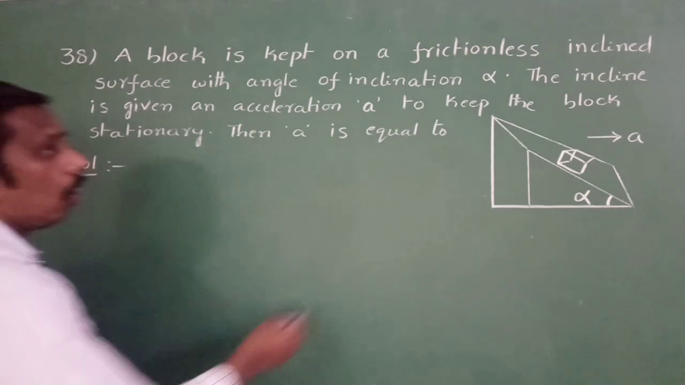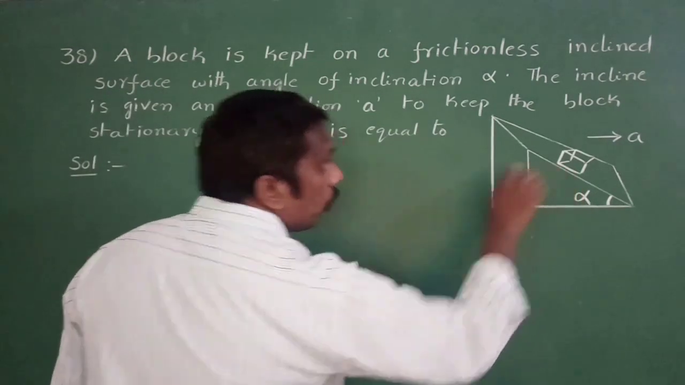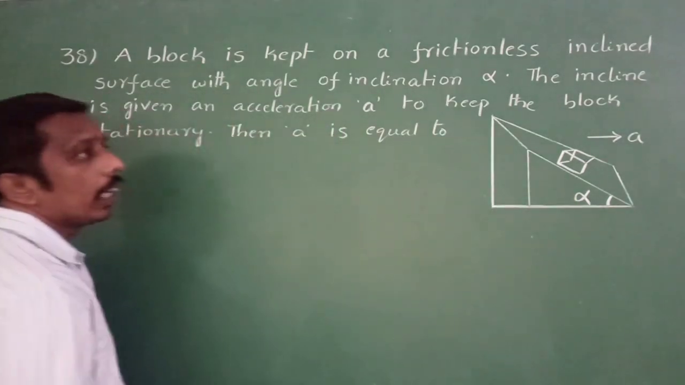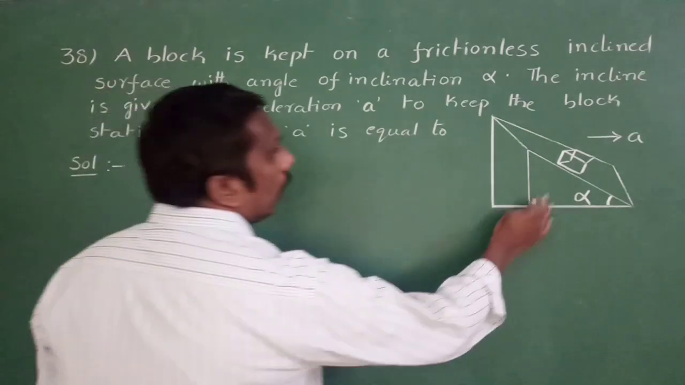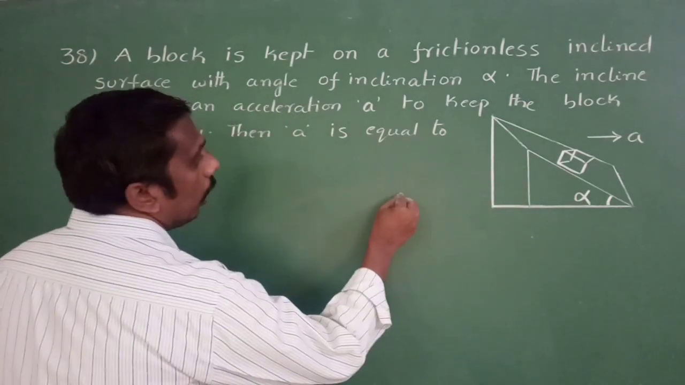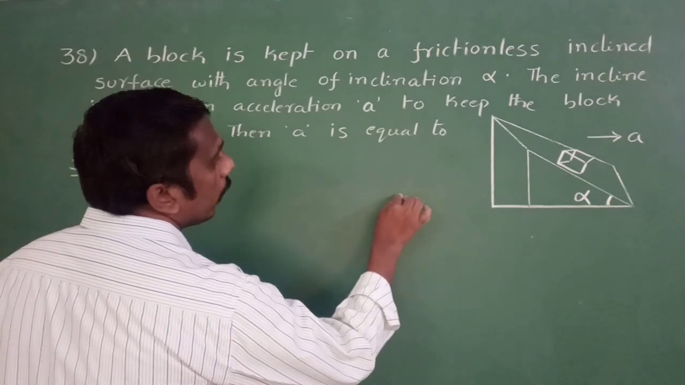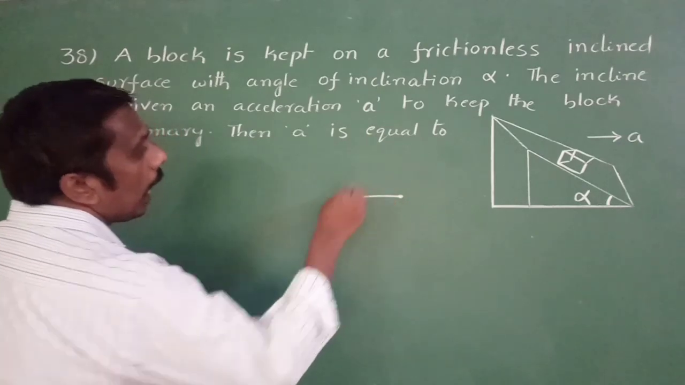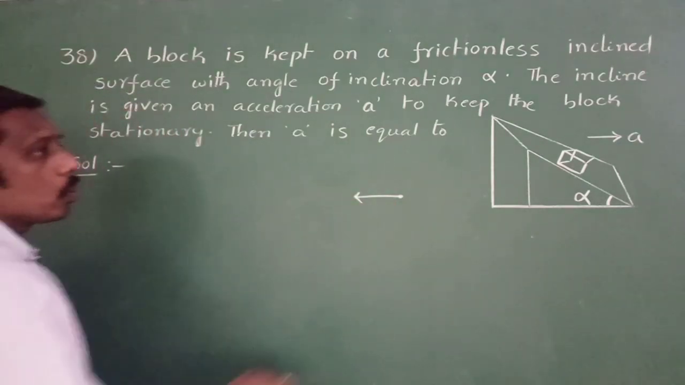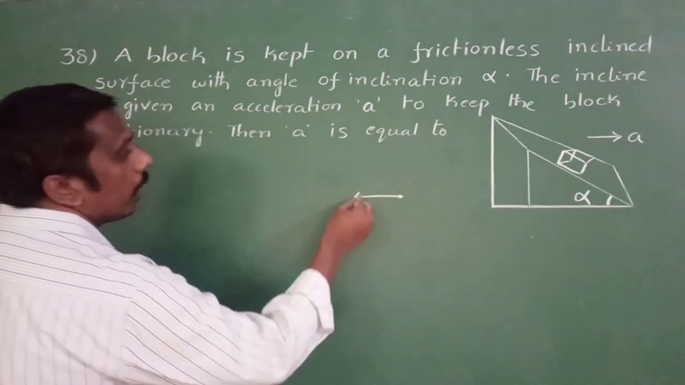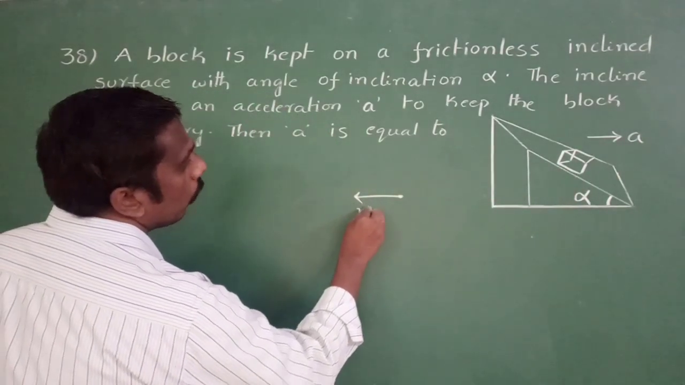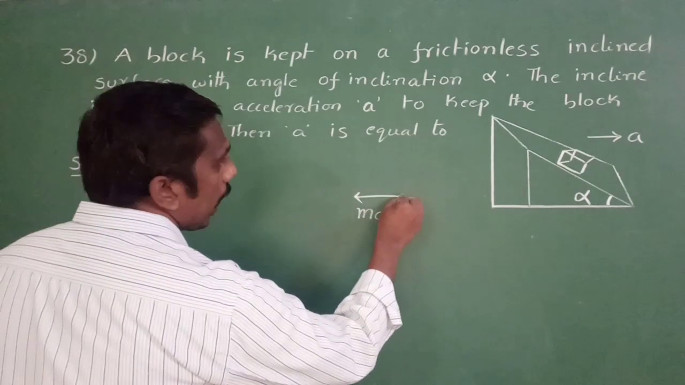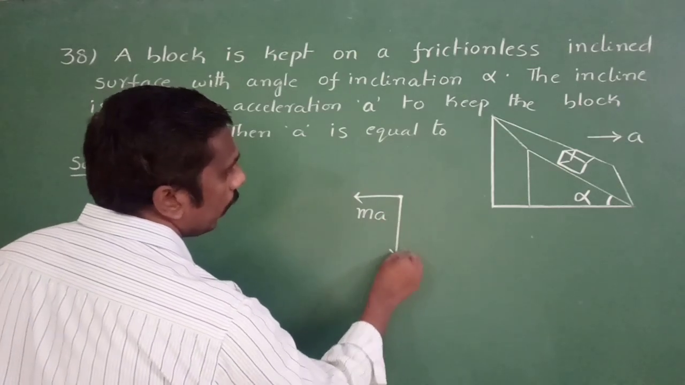Here on this block, pseudo force is acting. Why? Because this block is on the inclined plane, and the inclined plane is going with an acceleration a. That means this is a non-inertial frame. On the non-inertial frame, if any object is in contact, then pseudo force acts opposite to the acceleration of the inclined plane. So the inclined plane is going towards the right. That's why the pseudo force on the block acts towards the left, ma. Its weight is acting downward, mg.